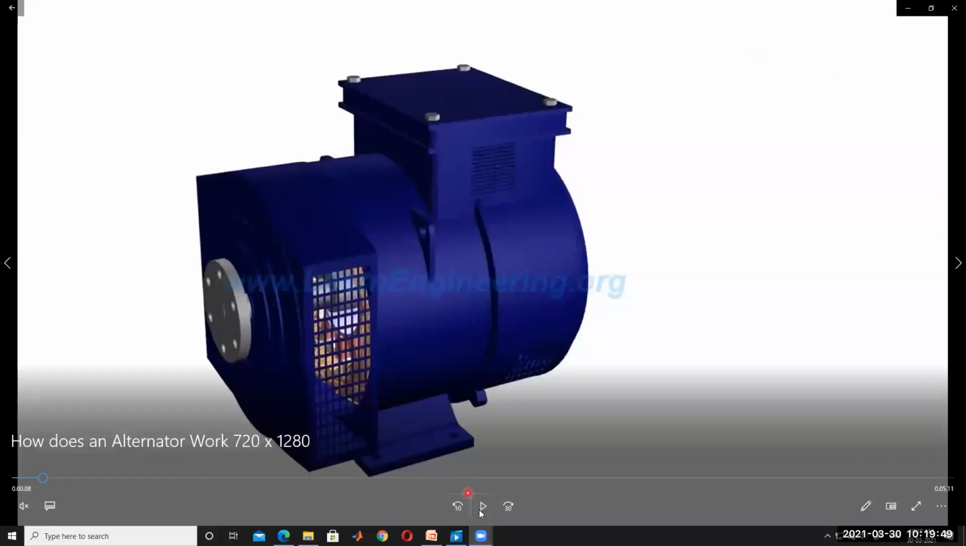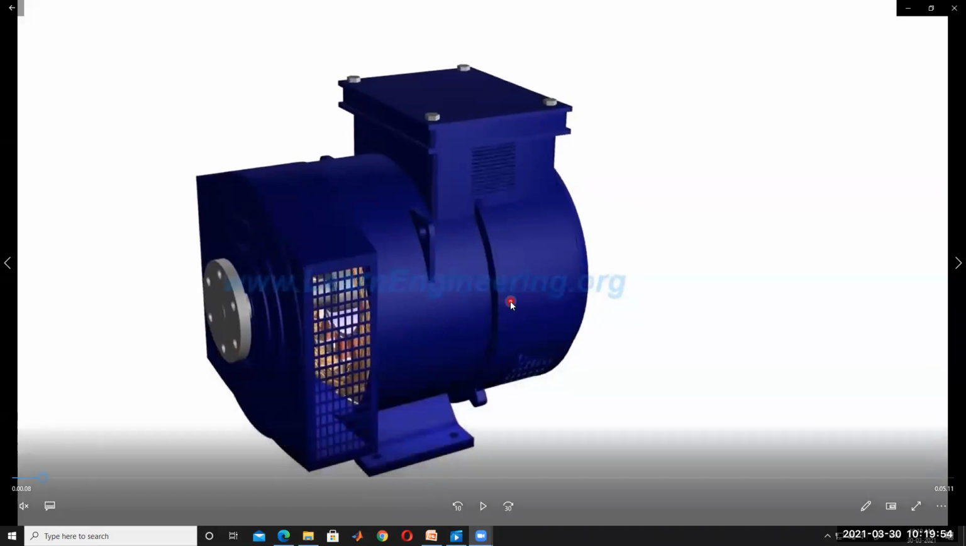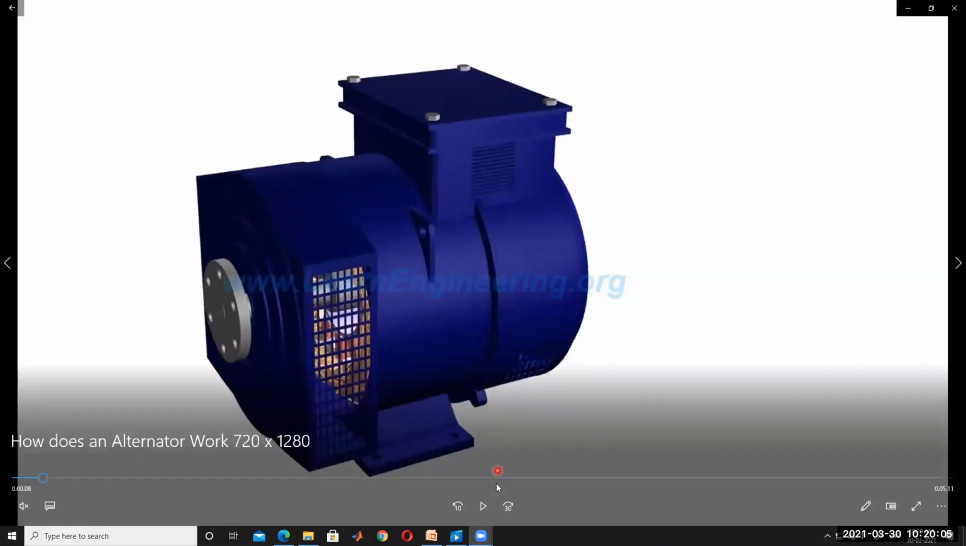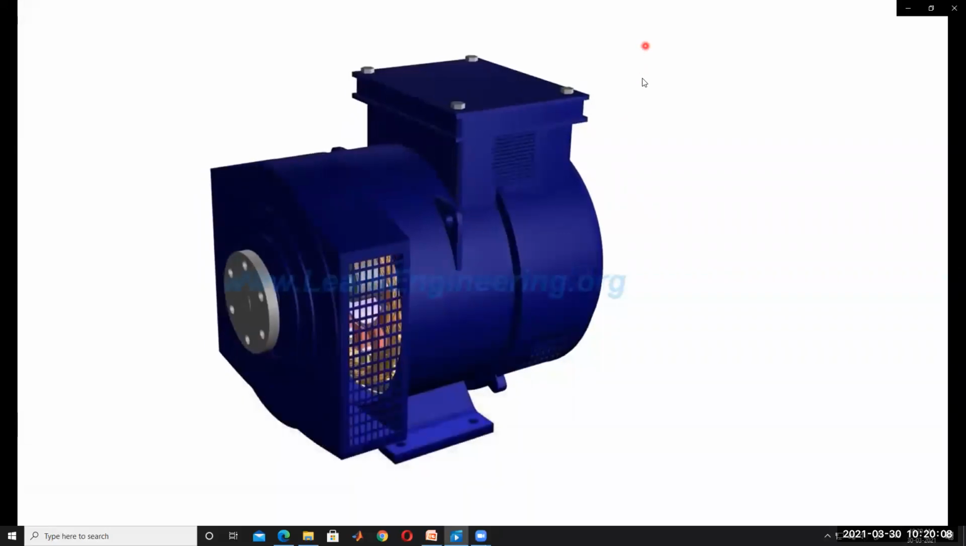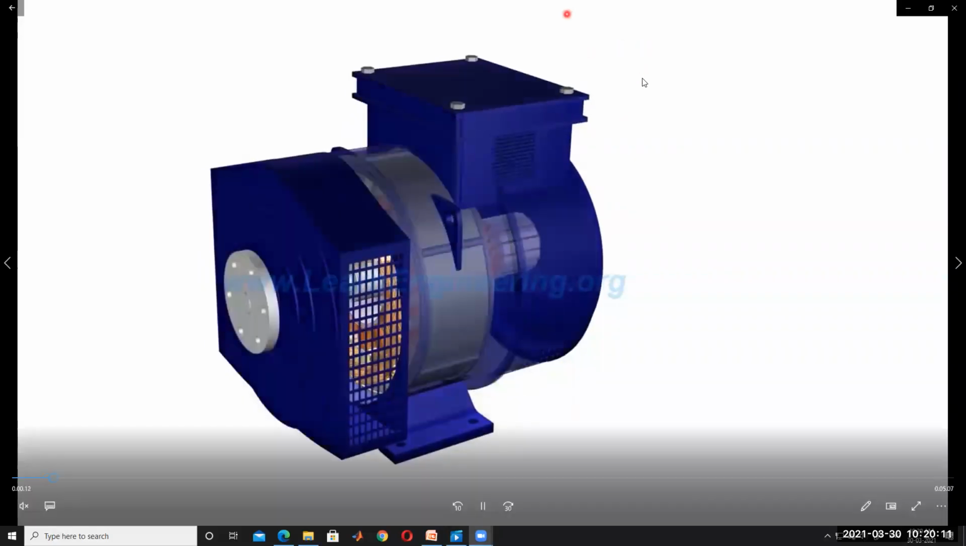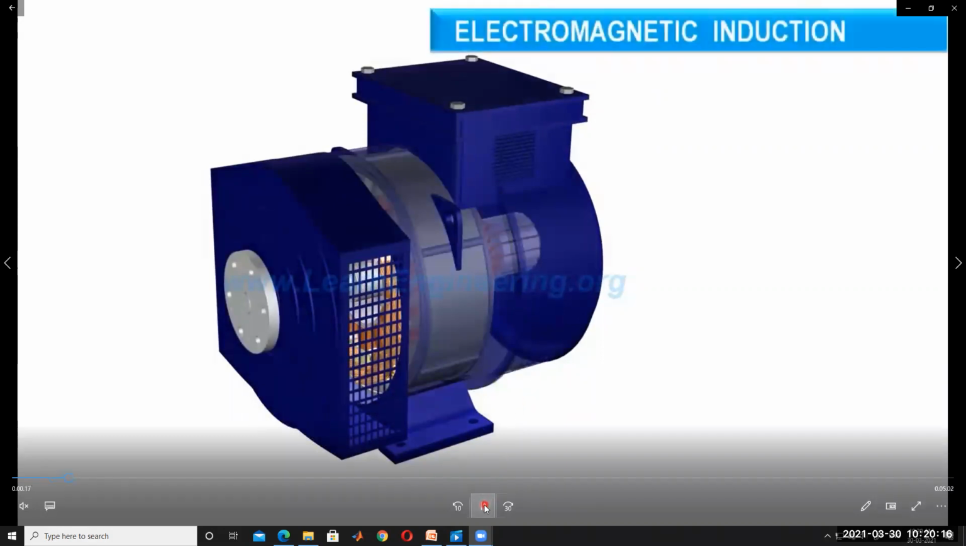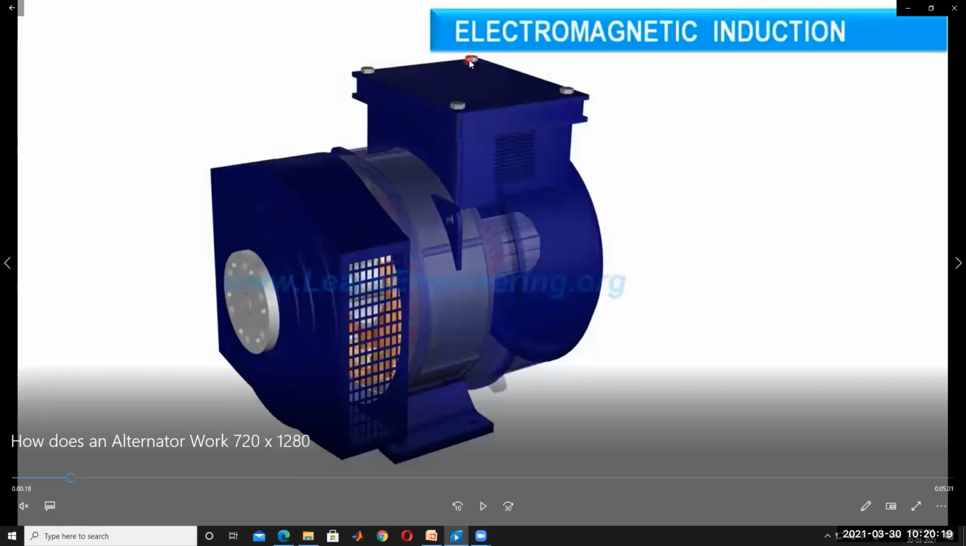So, the alternator is used to generate electricity in different types of stations. In thermal power plants or hydropower plants, the power is generated by using alternators, that is, synchronous generators. Only by using synchronous generators is it possible to generate very high power. A single generator may be in the range of 400 to 500 megawatts.